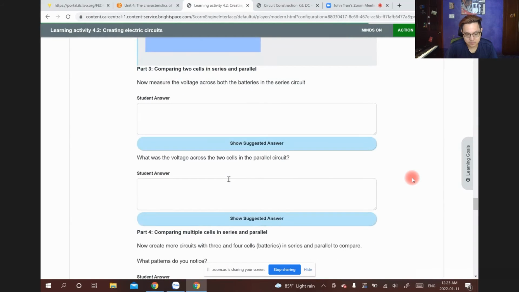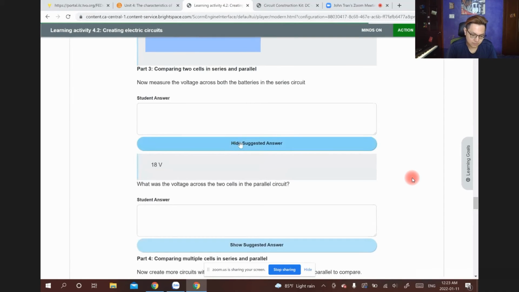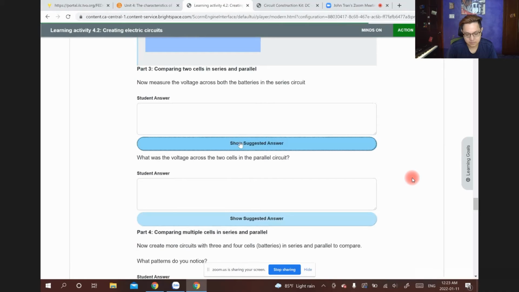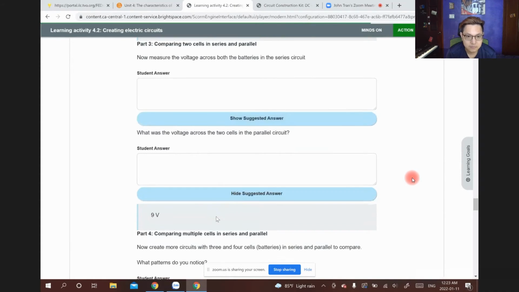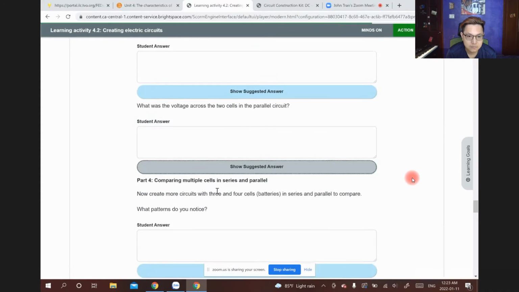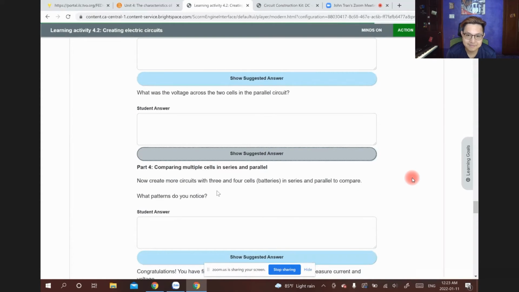Okay. Now measure the voltage across both batteries in the series circuit. 18 volt. What was the voltage across the two cells in the parallel circuit? 9 volt. Are you sure about that? Comparing that.